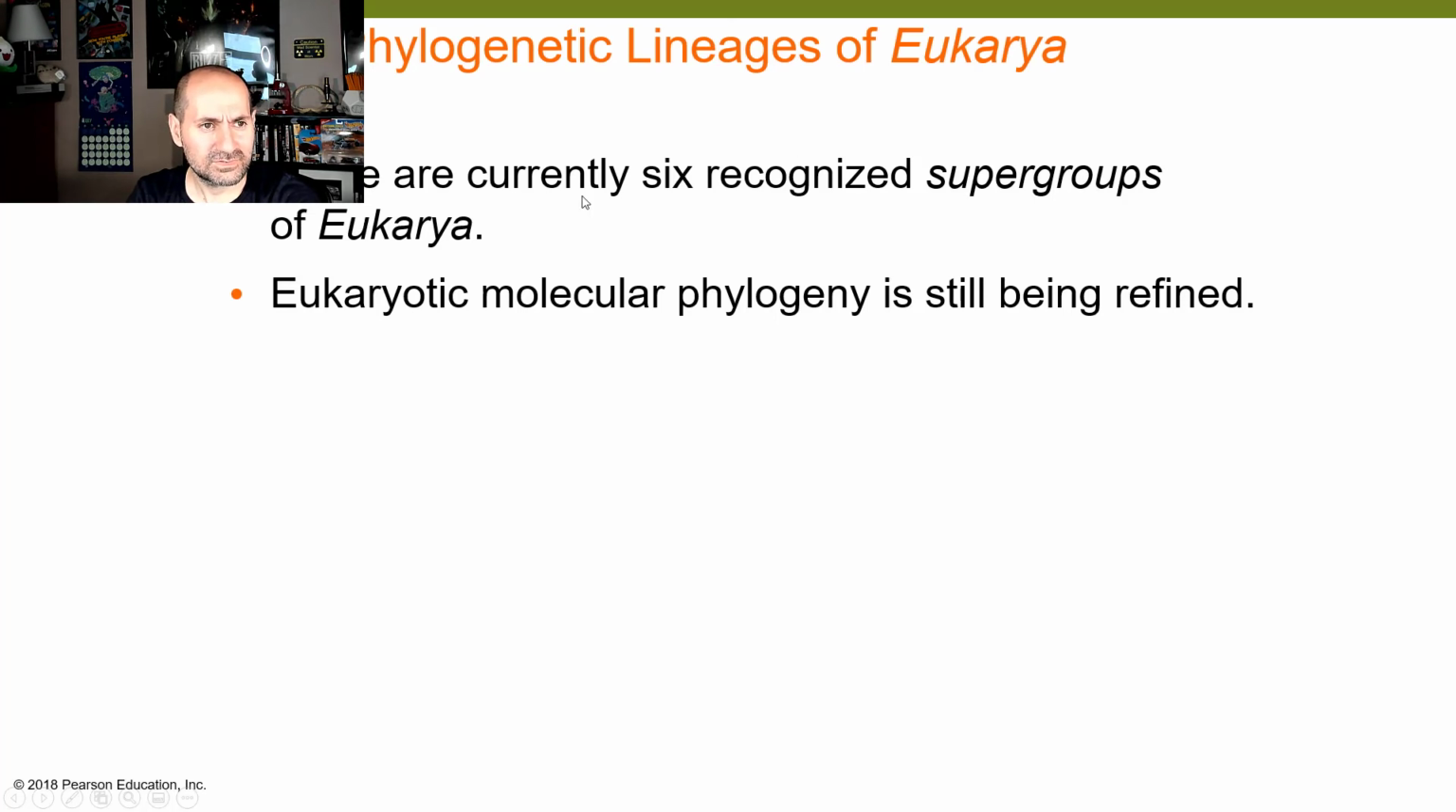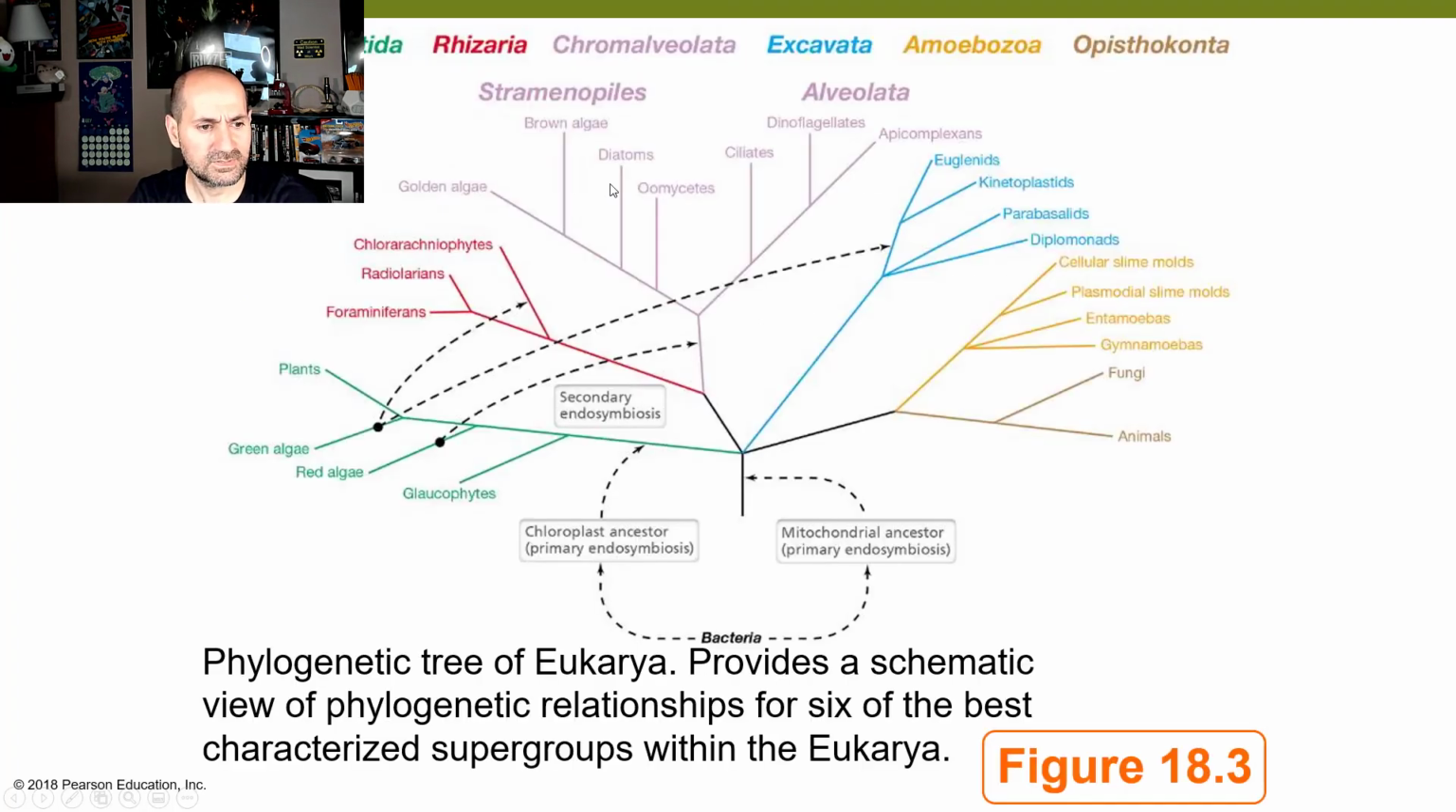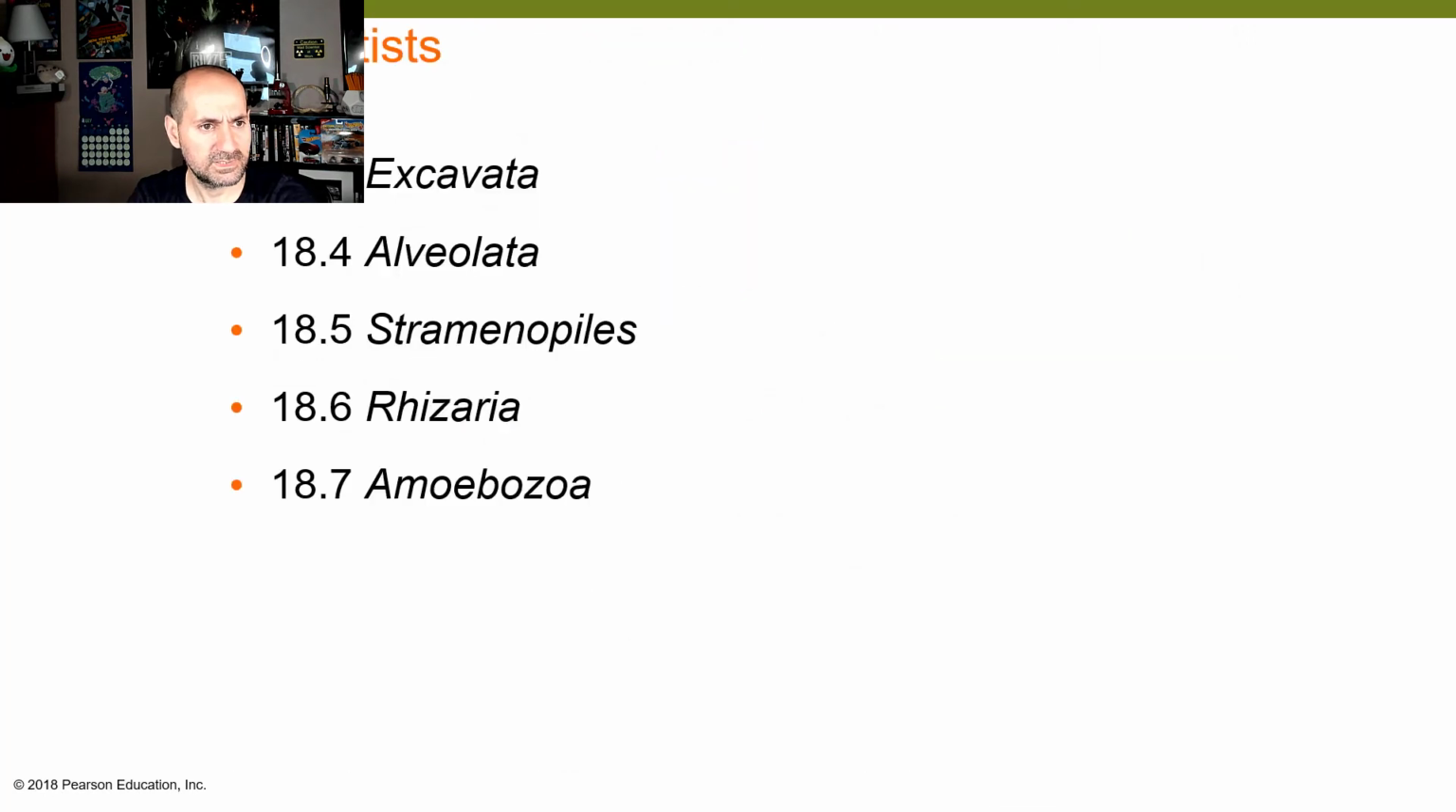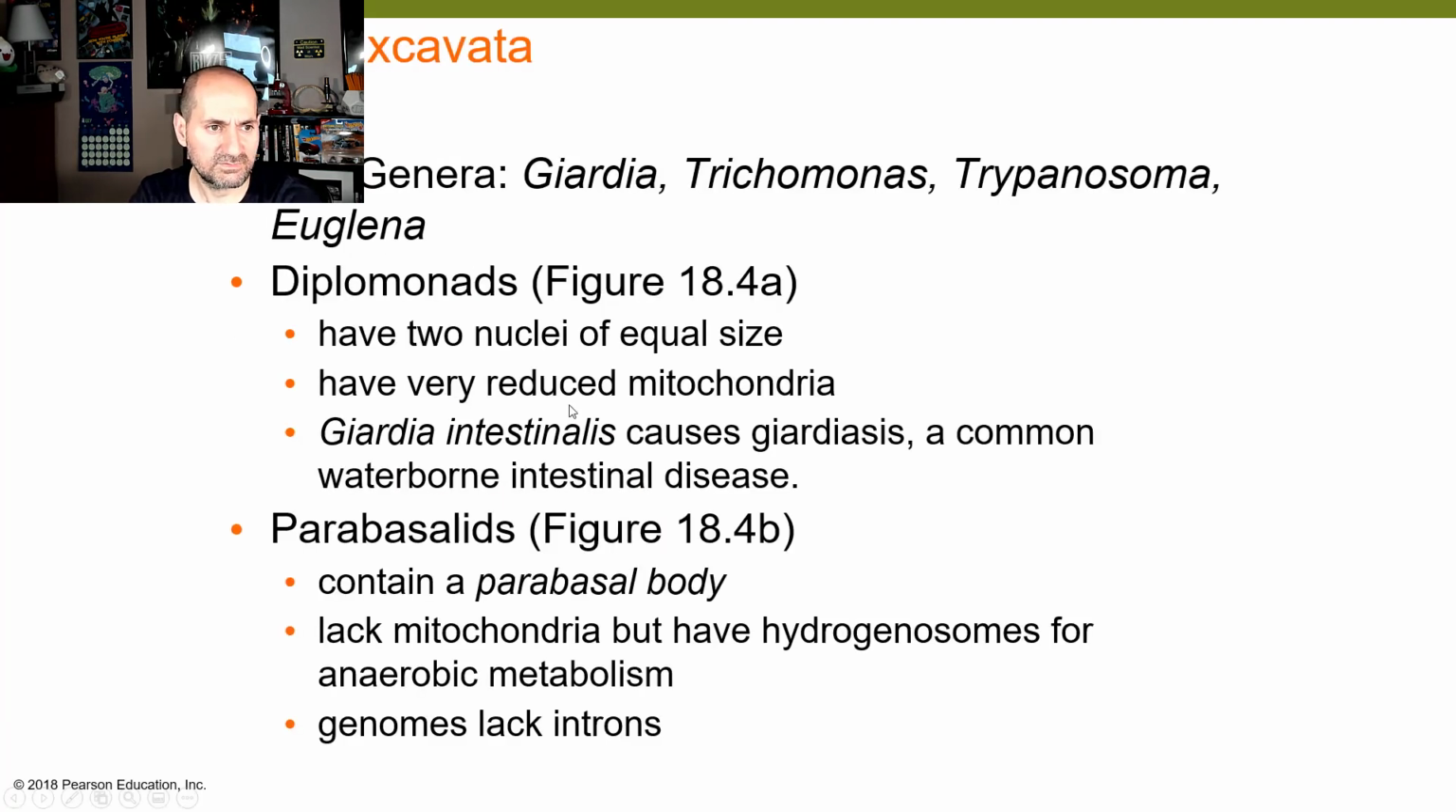Now, there are some groups of eukarya to know about, some supergroups of eukarya. Let's talk about the supergroups here. These are the different groups of protists you should know about: excavata, alveolata, staminophiles, rhizaria, and amoebozoa. Let's talk about these. Excavata.